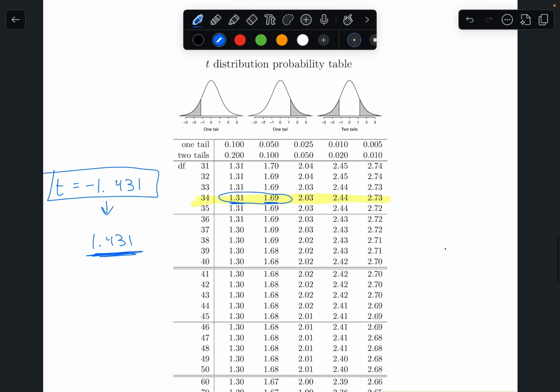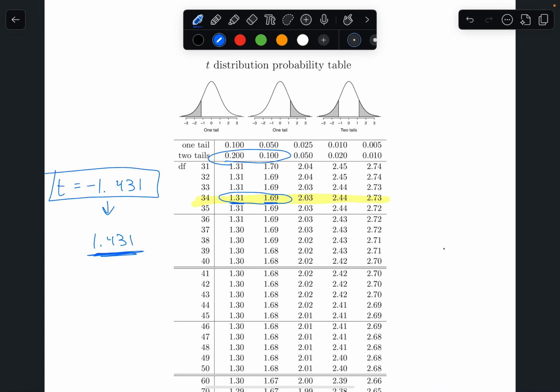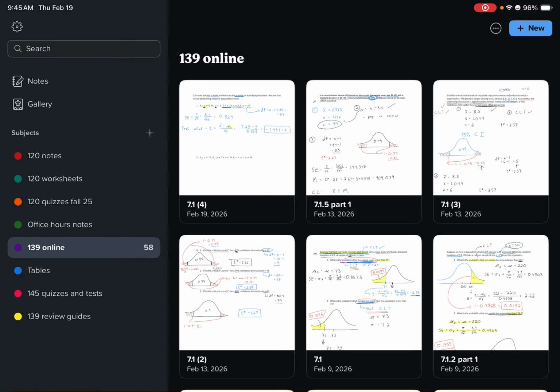The last thing that I need to do, though, is determine what type of test we're doing, because we really have two different possible ranges. It's either between 0.1 and 0.05 or between 0.1 and 0.2. And what that's going to depend on is whether we're doing a one-tailed test or a two-tailed test. In order to make that determination, we have to look back at our alternative hypothesis. This is another reason why we have to have that set up in order to calculate our p-value: we need to know what type of test we're doing.